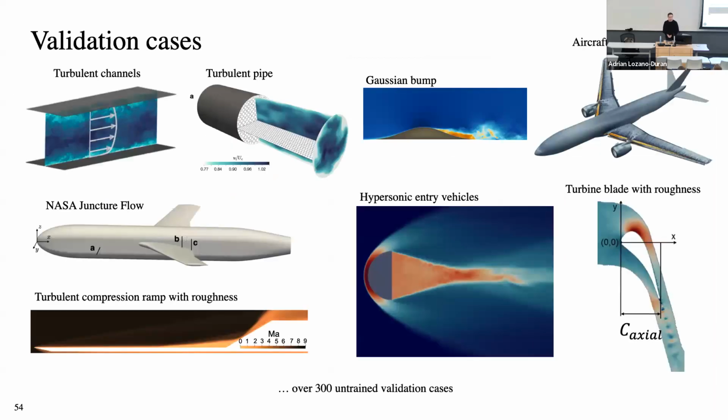So we have tested the model in many cases. Some of them are simple, others are like a pipe, bumps, aircraft of different types, high-speed flows or turbine blades. I listed here over 300 untrained validation cases. That is true, but to be honest, most of them are simple, closer to the channel or the pipe.